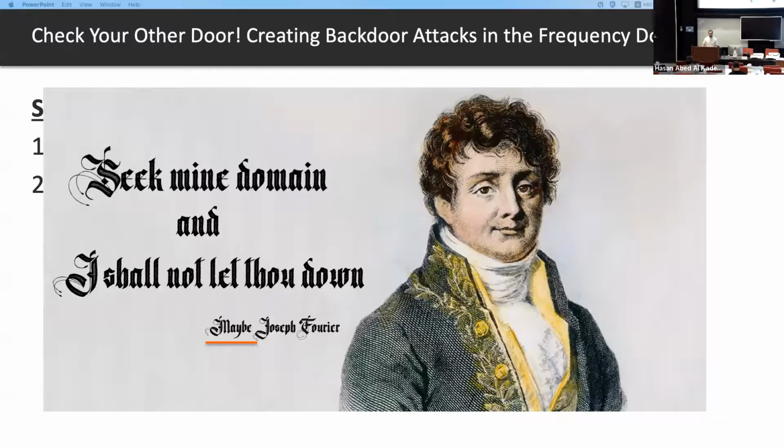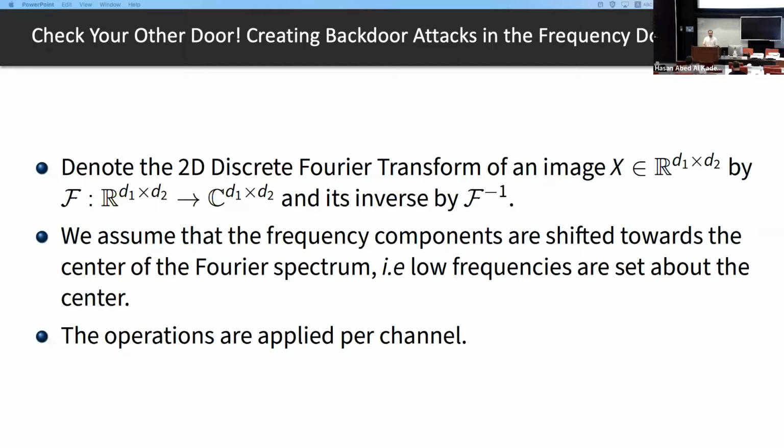And we go for a quote that Joseph Fourier might have said. He didn't, but I needed this for my thesis. Seek my domain, and I shall not let you down. So we went to the Fourier domain, and we defined the Fourier transform F as a mapping from the real space to the complex space, and F inverse is the inverse Fourier transform. We apply the operations on images, so we apply it per channel. Basically, you take channel-wise Fourier transforms.